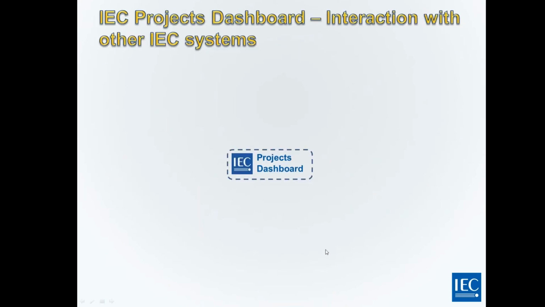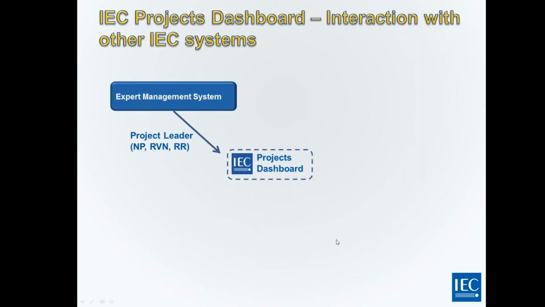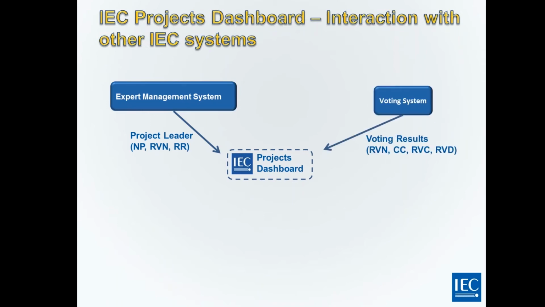Interaction with other IEC systems, other IEC IT systems. So the project's dashboard is linked with the expert management system so that when you select the project leader in the new work item, RVN and RR forms, there will be a selection from the expert management system. But also the voting results will be automatically retrieved from the voting system so that you can prepare the relevant voting reports.